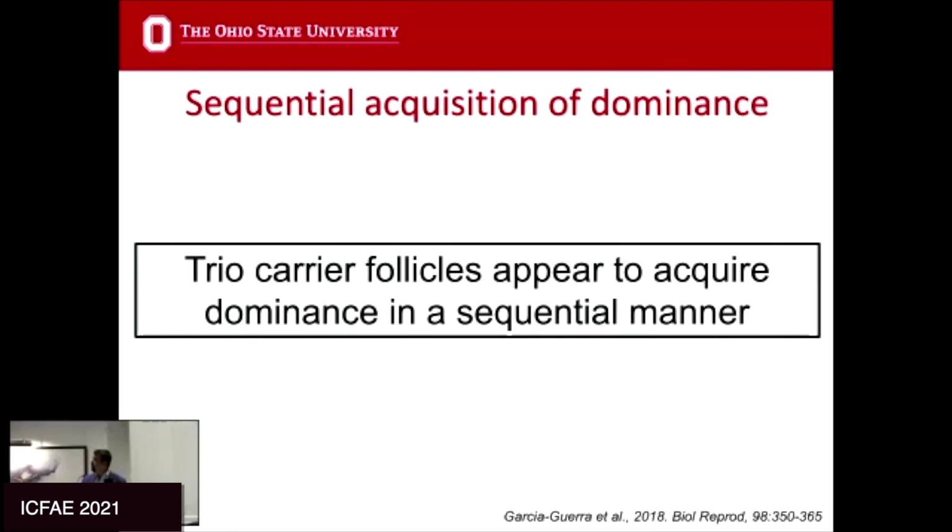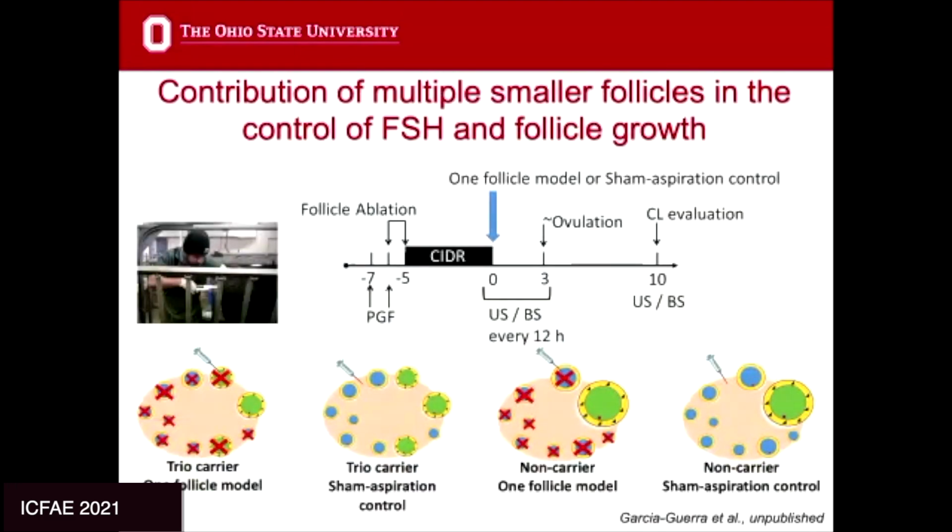So the last piece of information I wanted to show you, which is still kind of a work in progress, is that we wanted to look at the contribution of each of those smaller follicles to the regulation of FSH. If you remember from the very beginning, I mentioned that FSH reaching those basal concentrations was critical to prevent those subordinate follicles from continuing to grow and acquire dominance. So the idea was that because the trio carrier animals have smaller follicles, although their intrafollicular estradiol is the same concentration, the hormonal output of each single follicle would be less. And so if we took some of those follicles away, we would change the regulation of FSH.